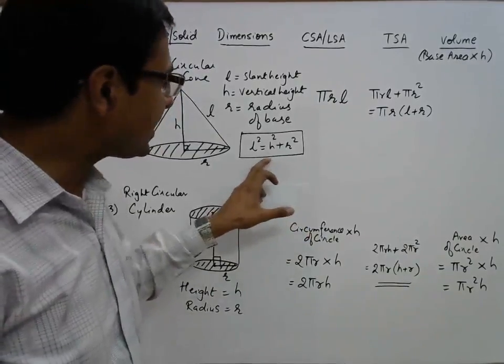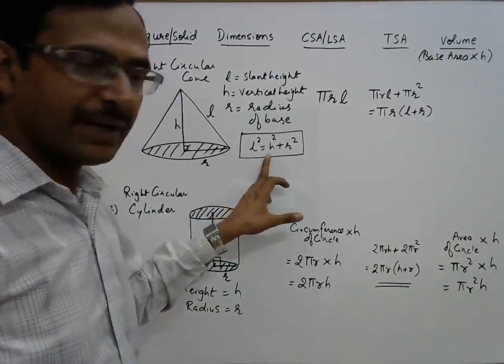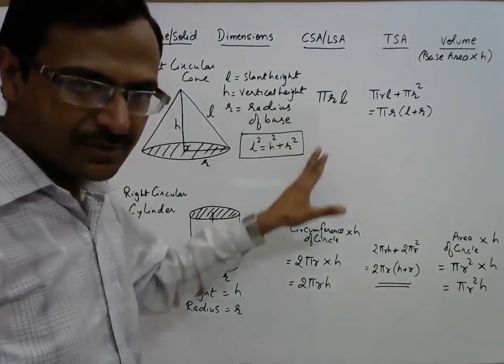So if you know h and L, you can find r. If you know L and r, you can find h. And if you know h and r, you can find L using this formula.